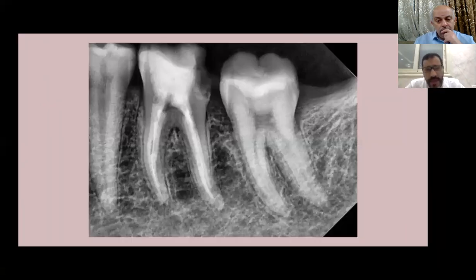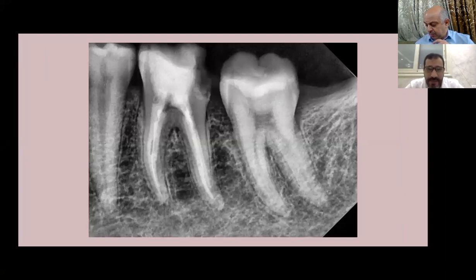Let's stop and see this case. This is a case for retreatment. Let's analyze this case. There is a lack of coronal seal due to improper coronal restoration and a fractured coronal restoration. And also, there is no apical seal.